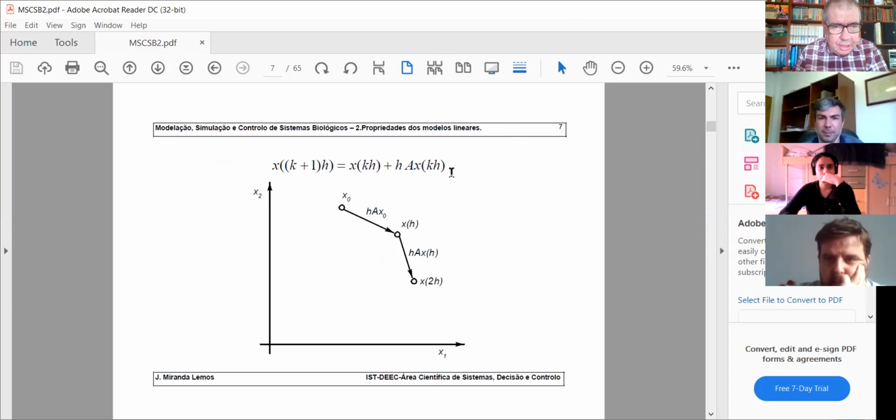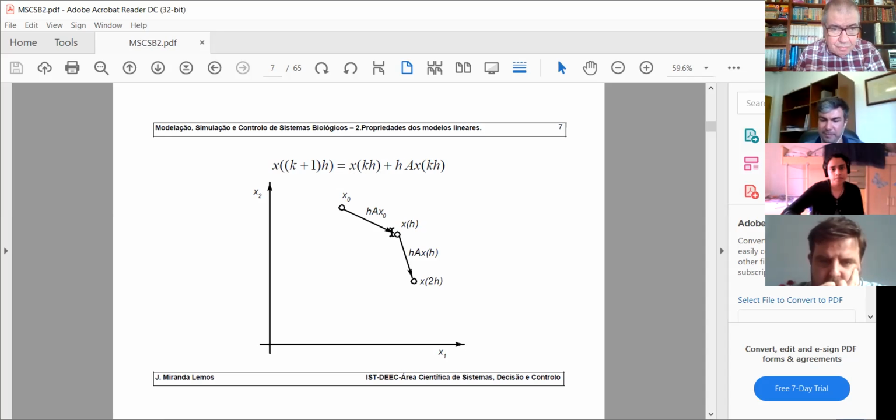I repeat this formula here. In state space, you start with some initial condition, and you make k equal to 0. You pick up the state where you are, x0. You add Ax, which is a vector, multiplied by this scale factor h. Ax tells you in which direction you go, and you go for the length h. So you go to x_h.